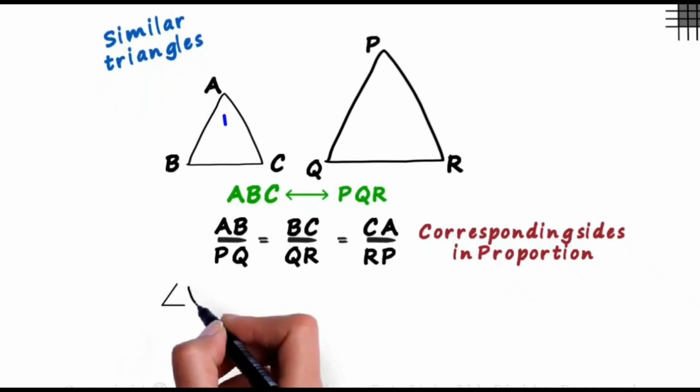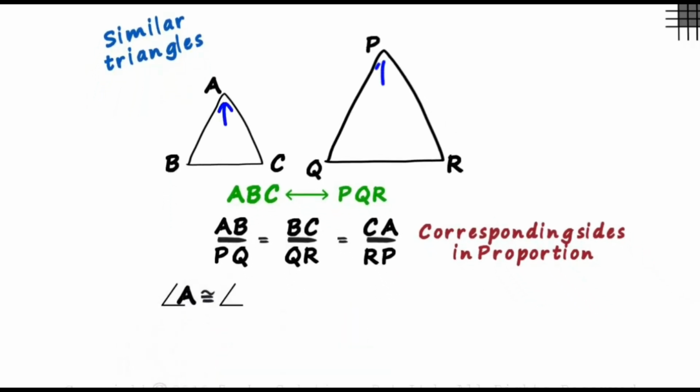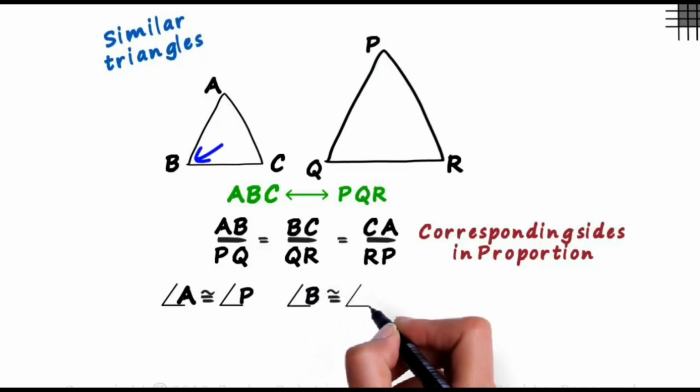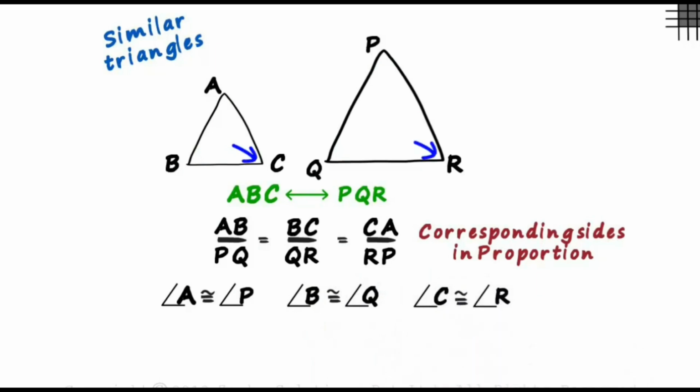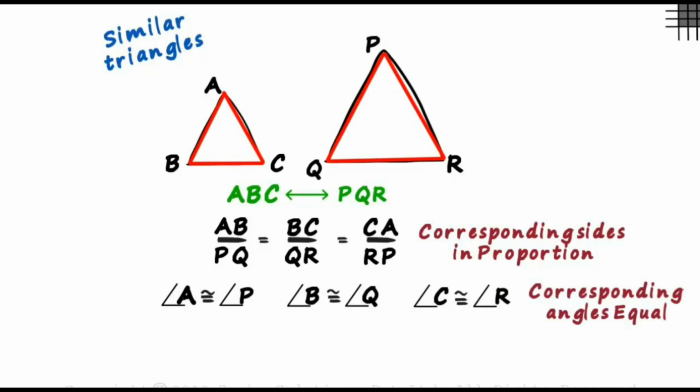So, angle A will be congruent to angle P, that is, the measure of angle A is equal to the measure of angle P, which means if we measure it with a protractor, they will be equal. Similarly, angle B is congruent to angle Q and angle C is congruent to angle R. When the triangles are similar, the corresponding angles will be equal.